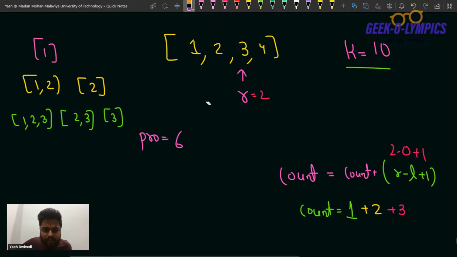And then after this, my R moves here and my L is still here. Now when I see the product, when I multiply it by 4, it will be 24.